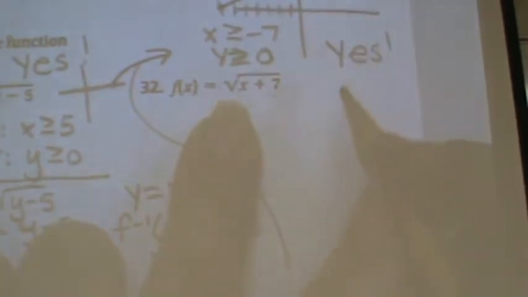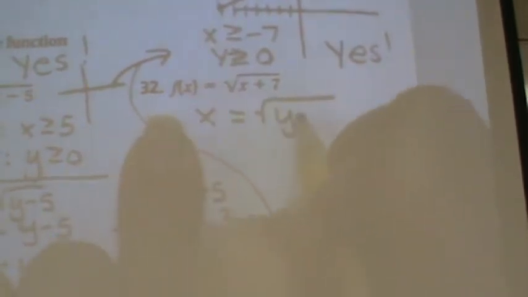For 32, if you look at this graph, it's shifted 7 units to the left. 1, 2, 3, 4, 5, 6, 7. It starts here. So the domain on this is going to be x is greater than or equal to negative 7, and your range is y is greater than or equal to 0. This one passes the horizontal line test again, so yes, its inverse is going to be a function.